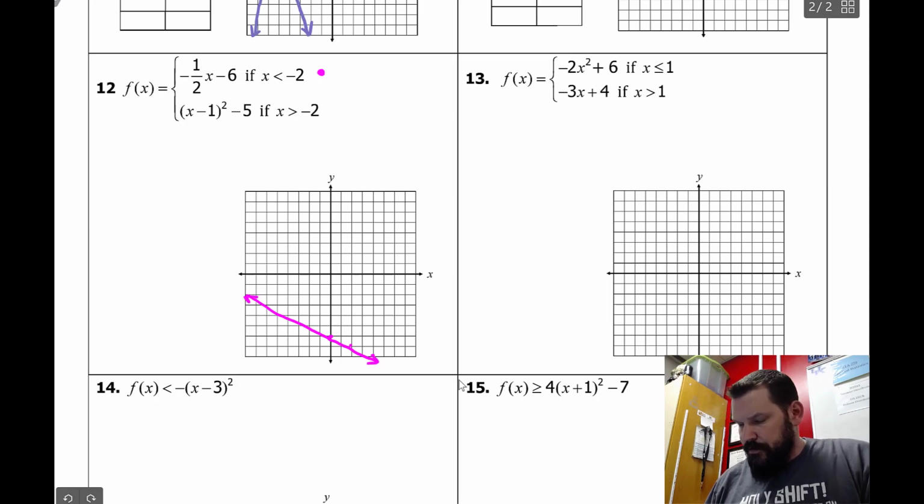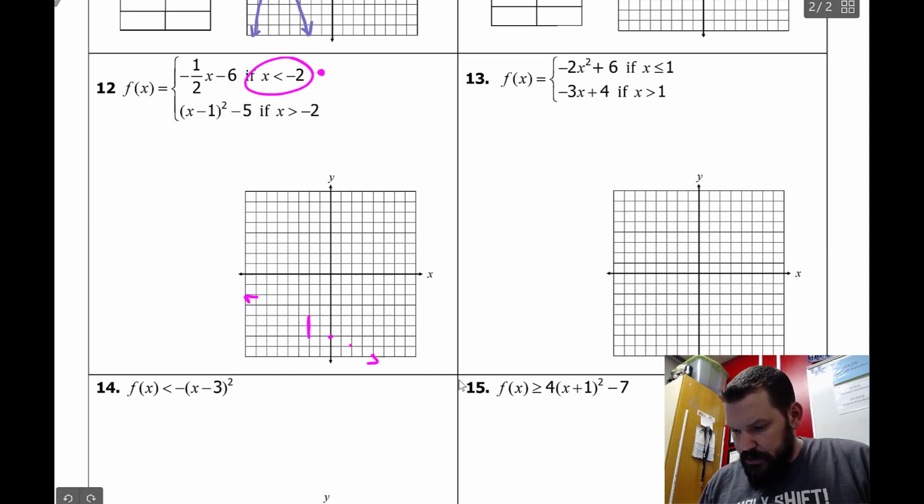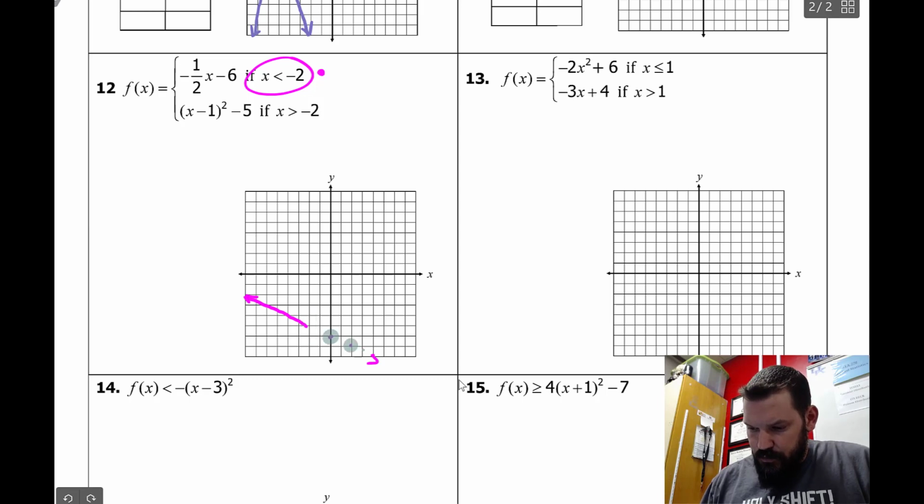But notice the graph says that if x is less than -2, so that's going to split the graph right here where x is -2. The inequality is pointing to the left, so we're going to keep everything to the left of that line, which means this part of the graph we're keeping. We're going to erase all of this. The inequality is strictly less than, so we have an open circle.